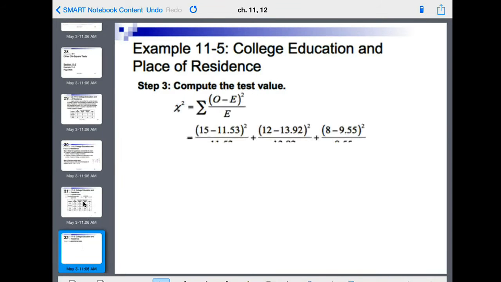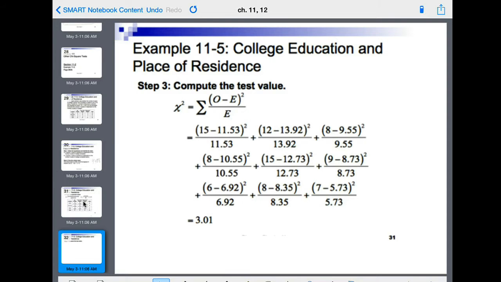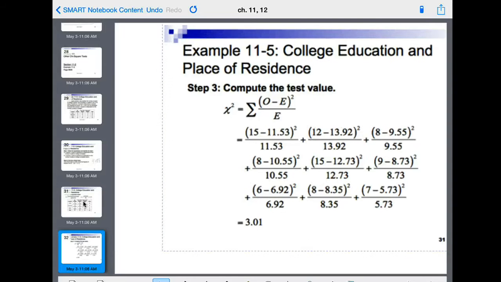Now we're going to compute the test value. The test value gets to be very long, but it's nothing different than what we're doing. It's 15 minus 11.53 squared divided by the expected, 12 minus 13.92 squared divided by expected, 8 minus 9.5 squared divided by expected, and we add all these up. When we did this on this one, we ended up with our test value to be 3.01.